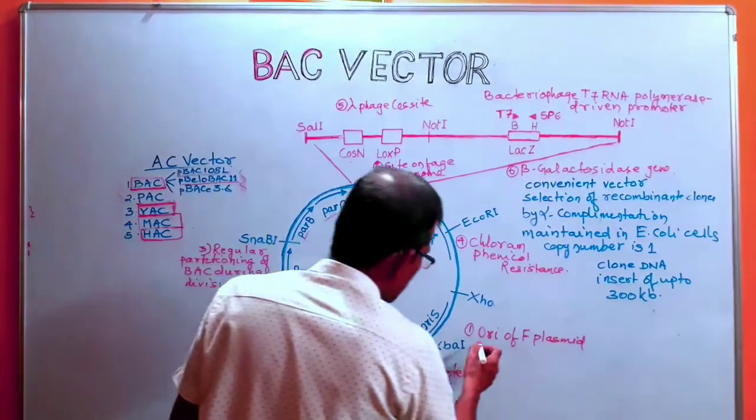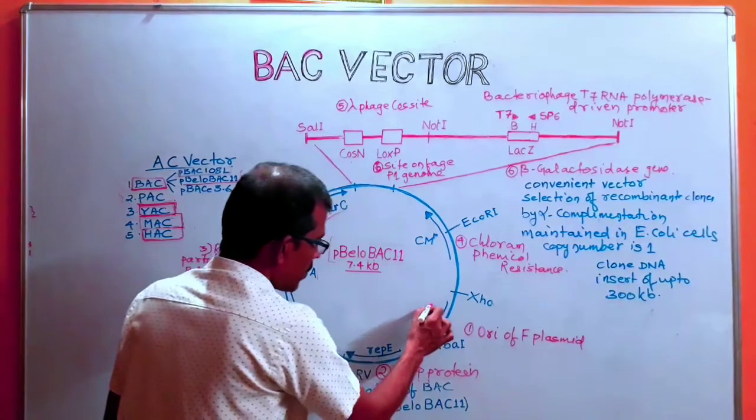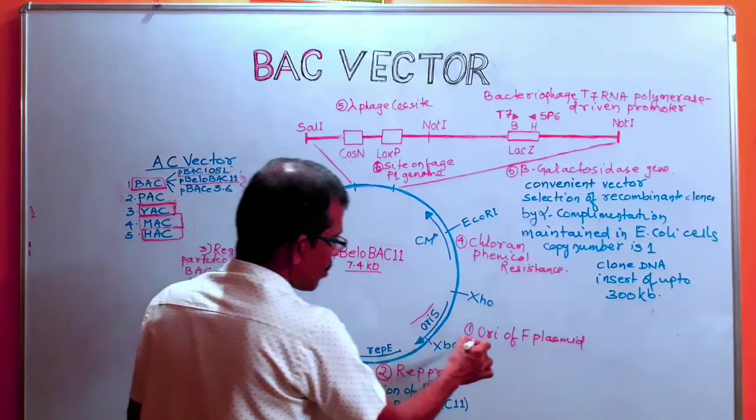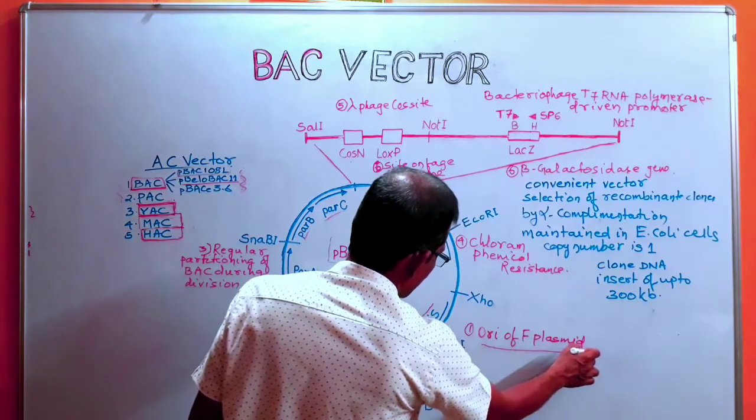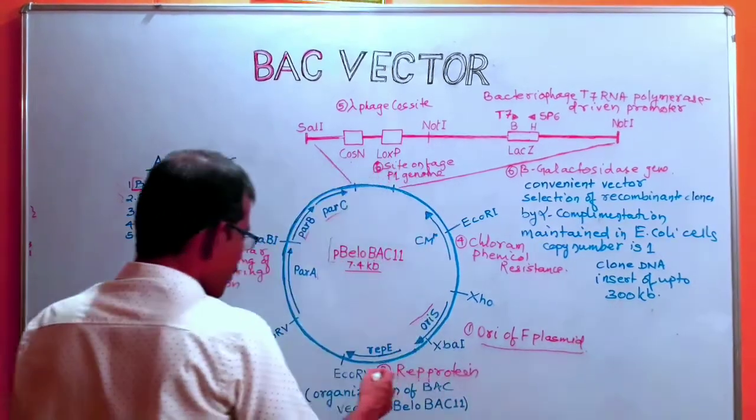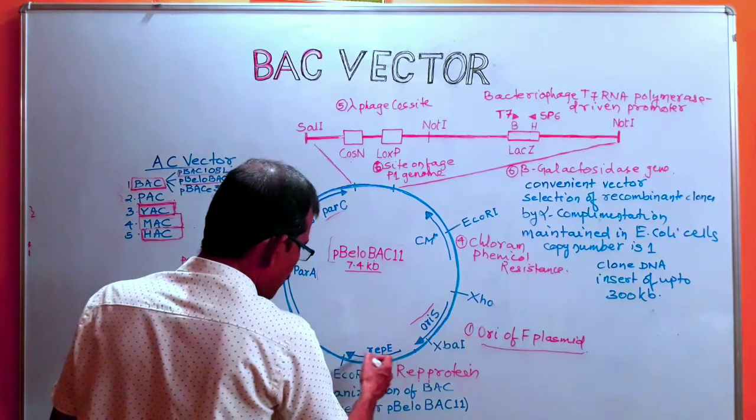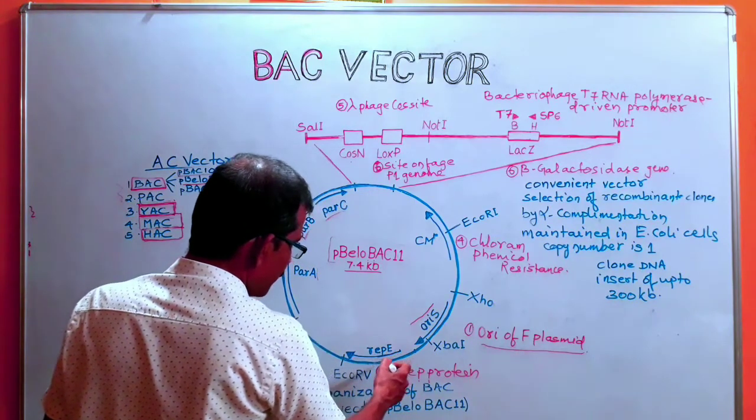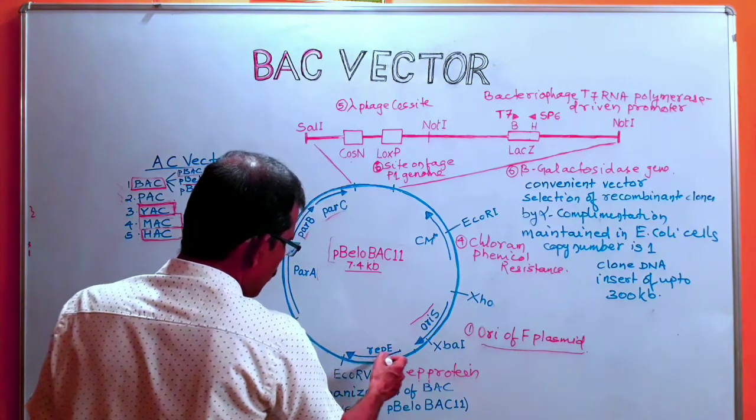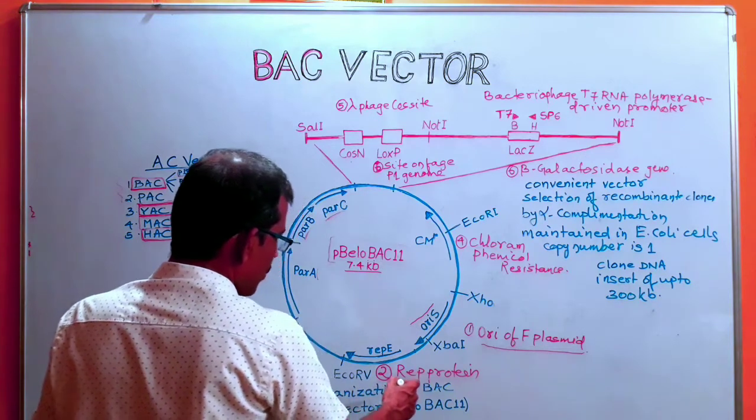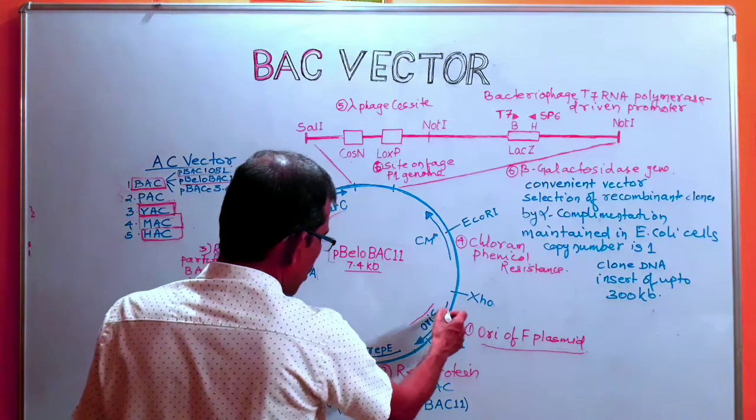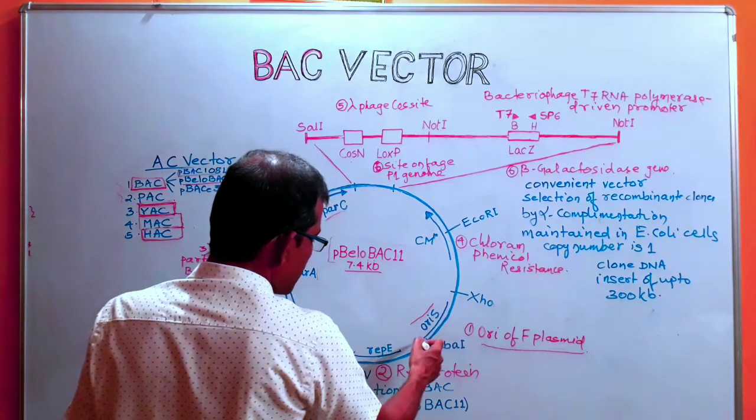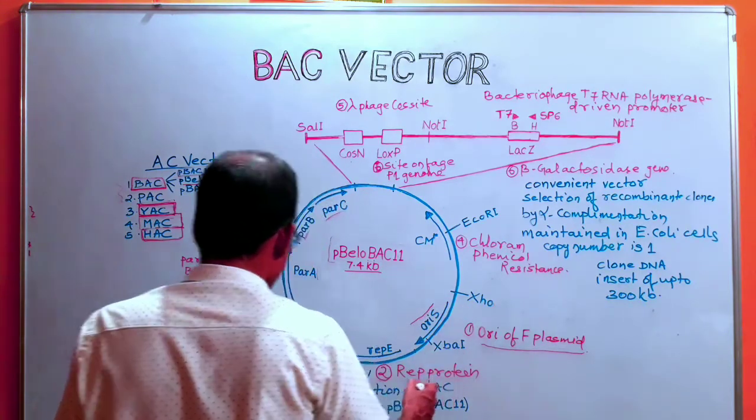Next, we will discuss about various functional modules that are part of this vector. First module is ORIS. This ORIS is the origin of replication of a plasmid. Second functional module is REPE. This REPE codes for a protein known as Rep protein that binds to the ORIS region and initiates replication.